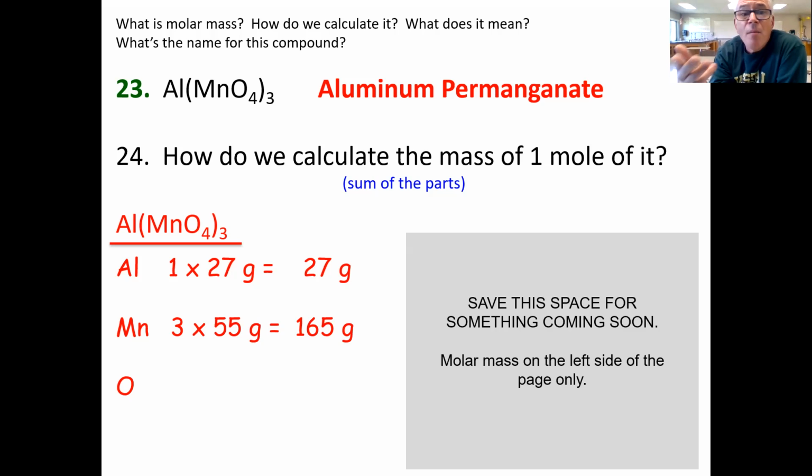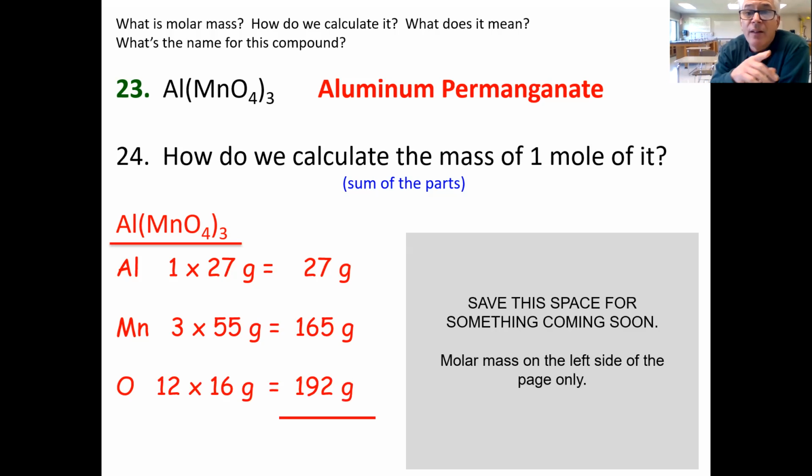So part is aluminum, part is manganese, and now we got to do the oxygen part. O4 in permanganate, but it's tripled. 4 times 3, we got permanganate, permanganate, permanganate. It's a triple permanganate. So we're going to have 12. And each oxygen is 16 grams per mole.